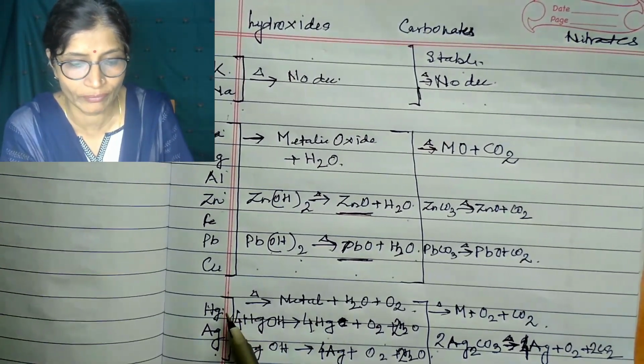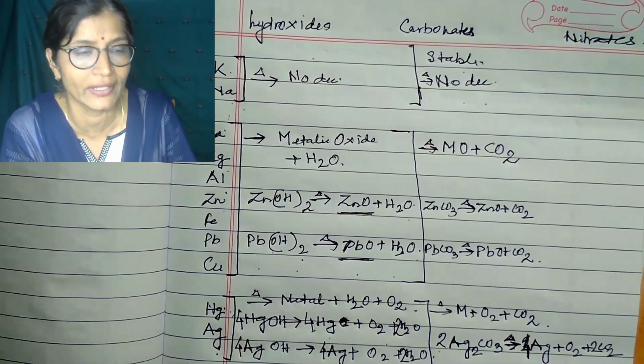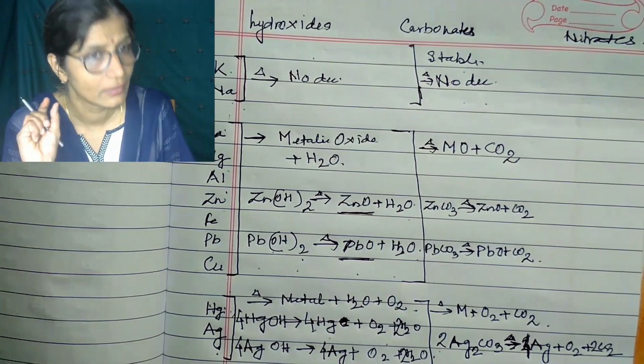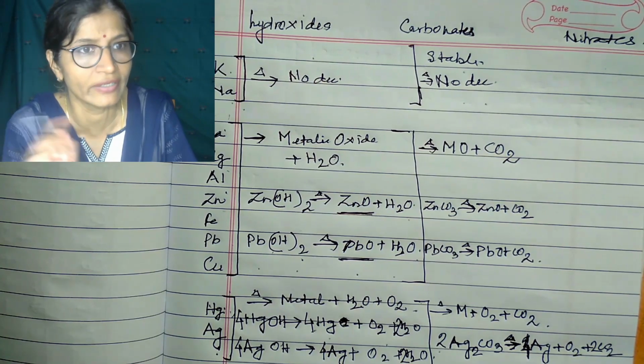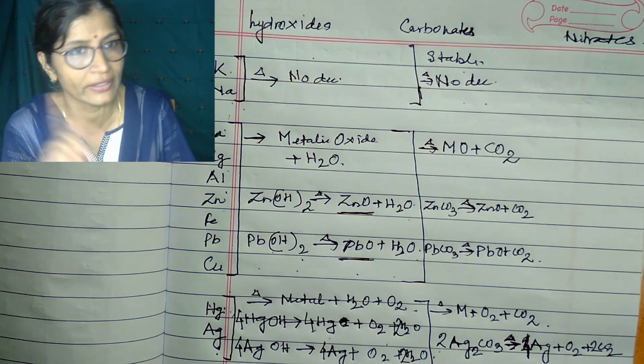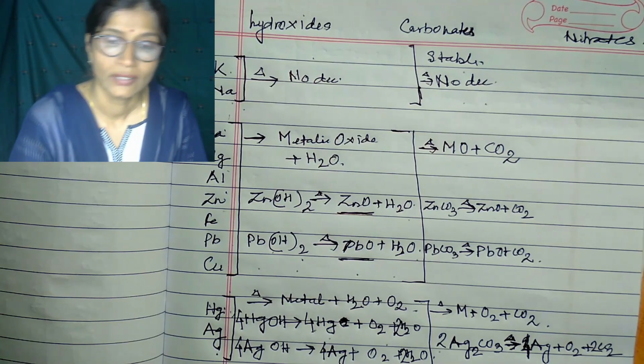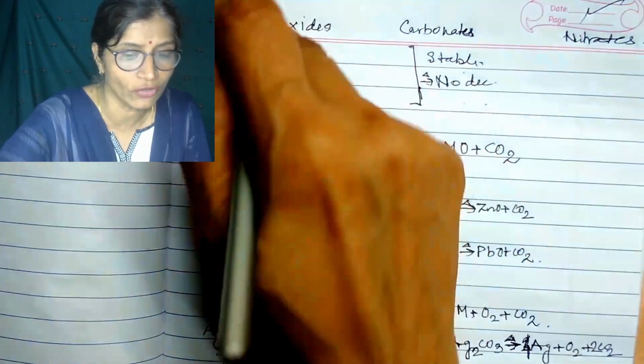And when mercury and silver carbonates are heated, they decompose and give the metal plus oxygen plus carbon dioxide. They will not give the metallic oxide; instead they give the metal and oxygen. Now we will discuss the nitrates of all these metals.